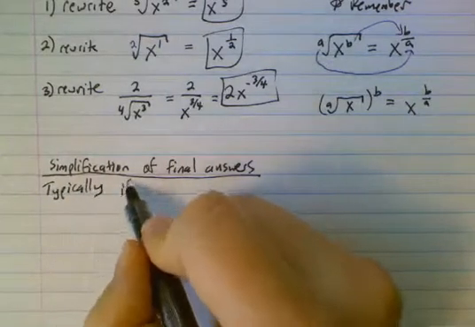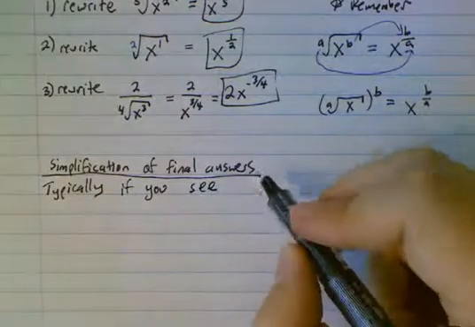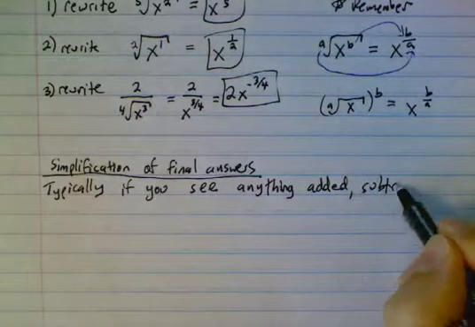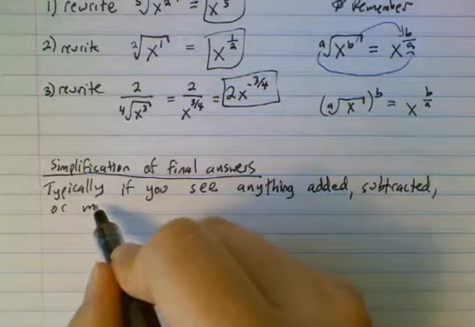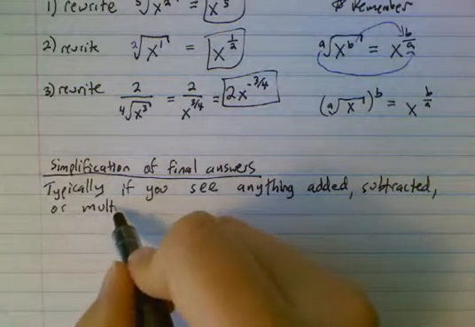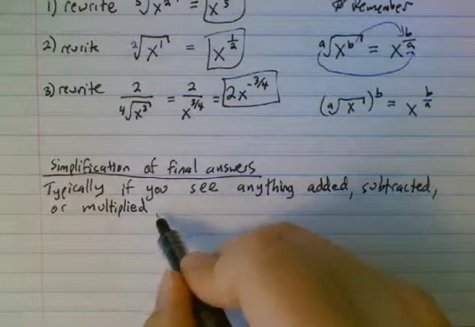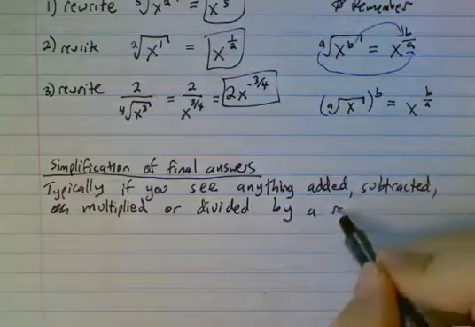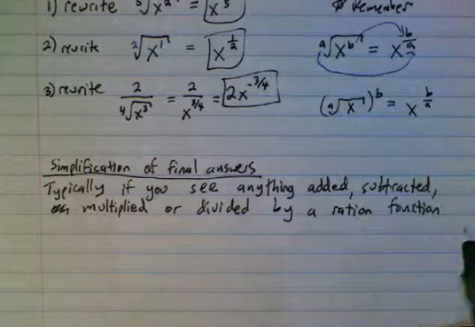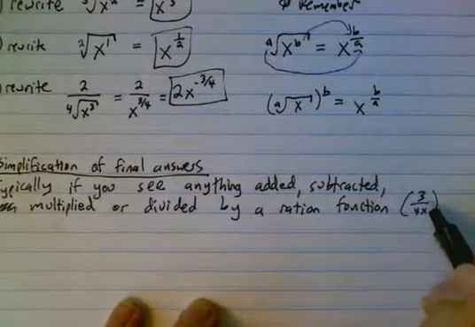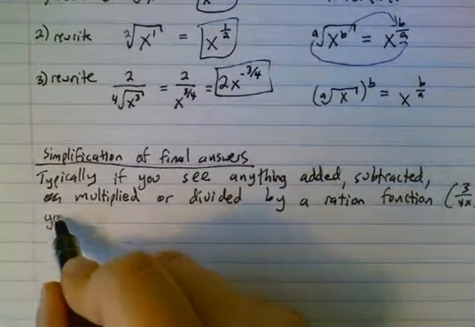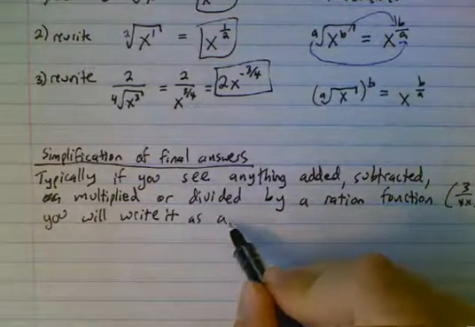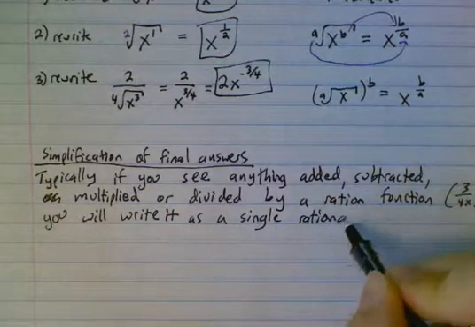Typically, if you see anything added, subtracted, multiplied, or divided, actually, by a rational function. So a rational function is something like 3 over 4x or something like that. It's just got that fraction bar. You will write it as a single rational expression.